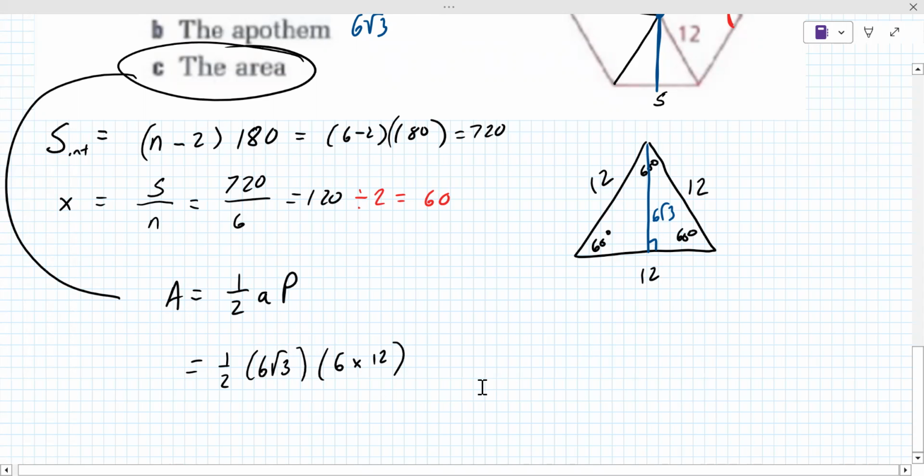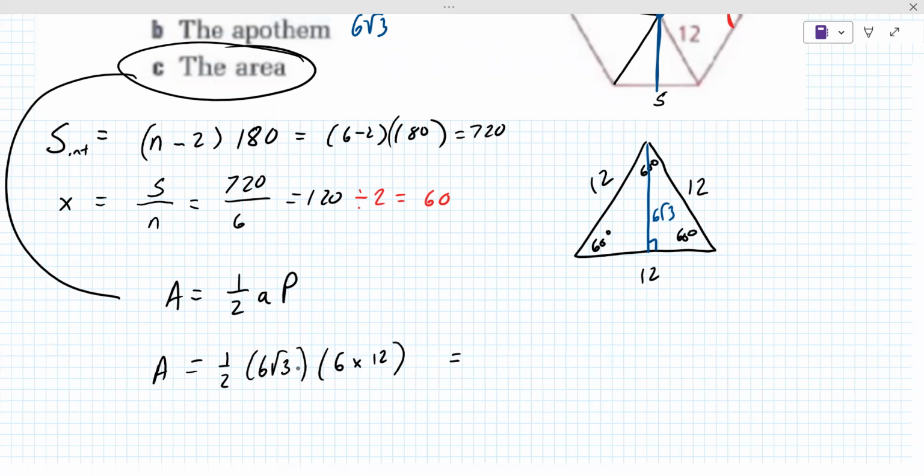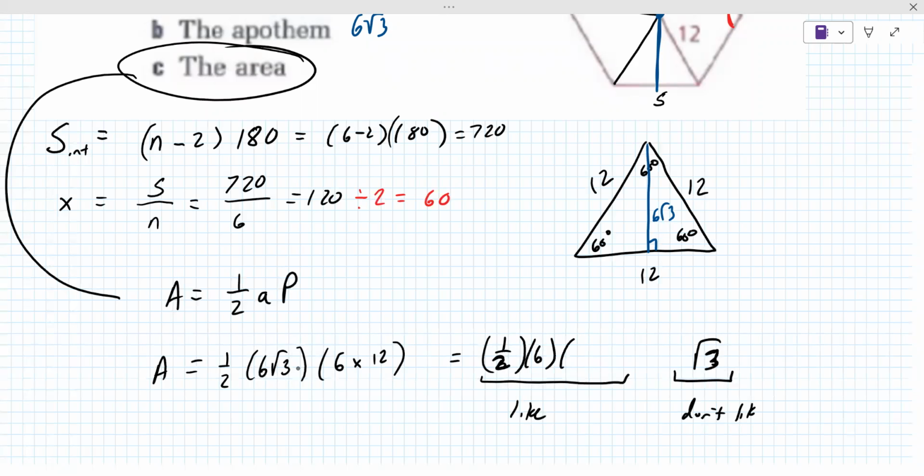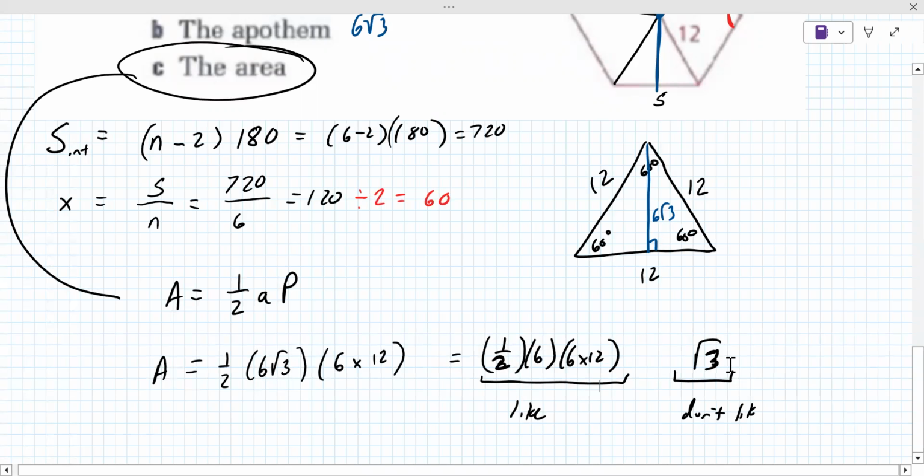So once I do that, do you suggest putting that through a calculator? If she wants it exact, then keep it. The exact here means you say, there's stuff I like, and there's stuff I don't like. It's like when you have something on your plate you don't like, you push it off to the side. You don't like the square root of 3, but you do like 1/2 times 6 times 6 times 12. So you can always do that part in the calculator, but not the part you don't like.